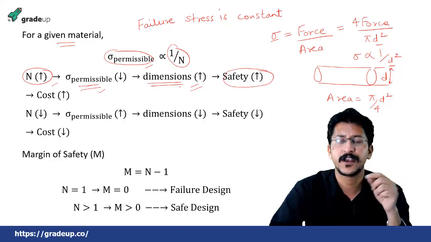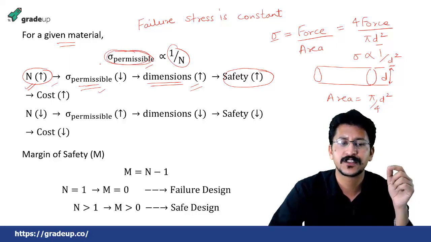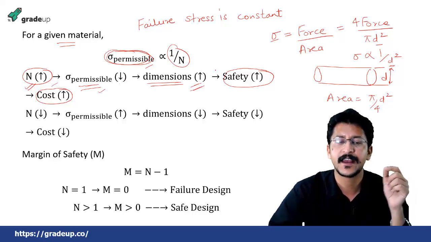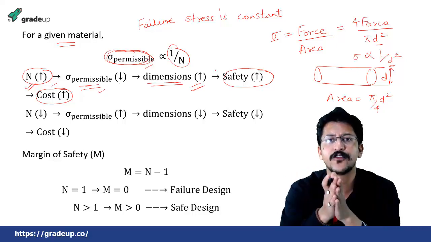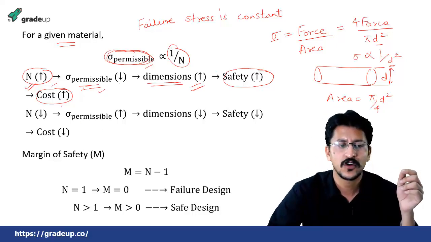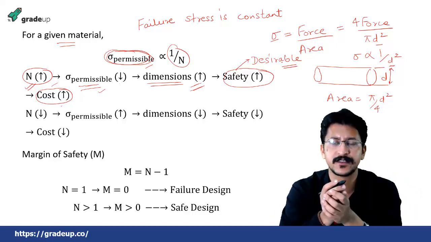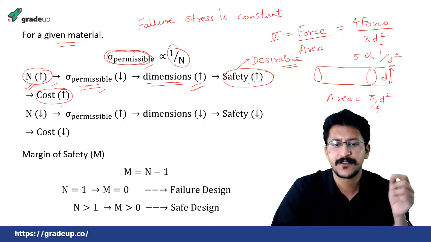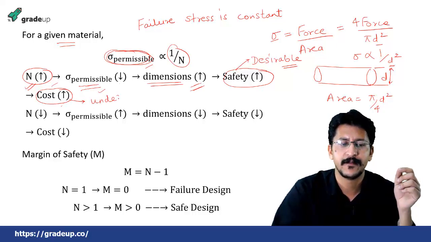The safety of the component will increase because we are using a higher factor of safety and we will get a low permissible stress. Okay, and the cost will also be high because we are using higher dimensions. As the dimensions of any system increase, more material is required for its manufacture, so the cost will also increase. So increasing the safety is a desirable phenomenon, because in every machine or every component we require that safety should be there. But on the other hand, the increase in the cost is an undesirable phenomenon.